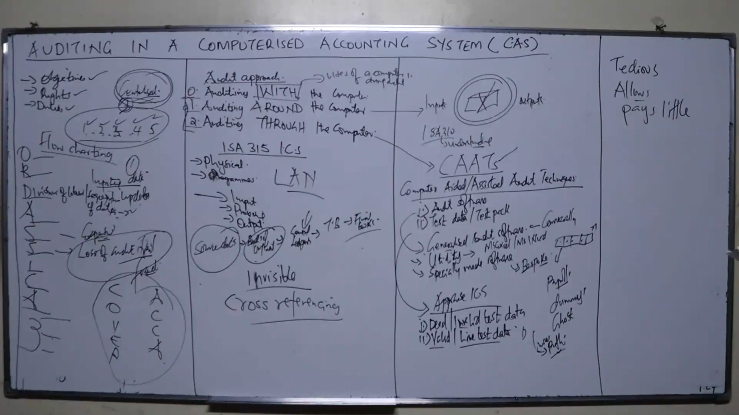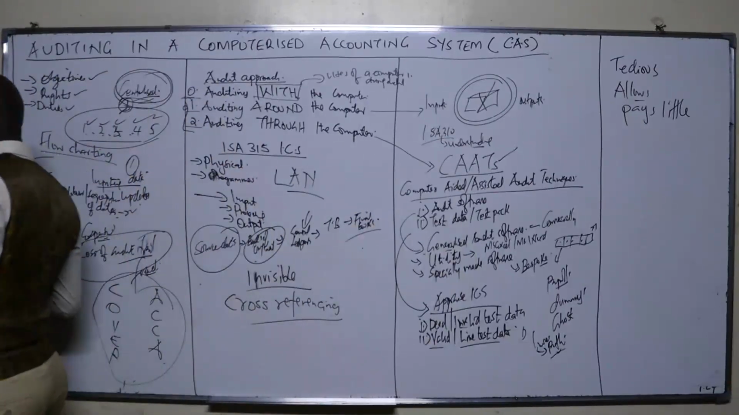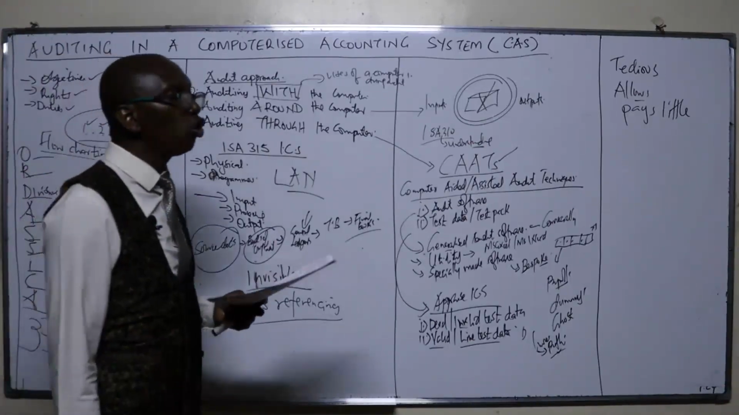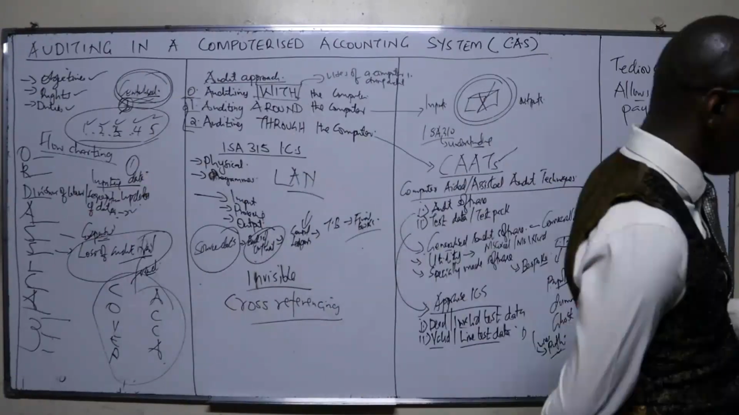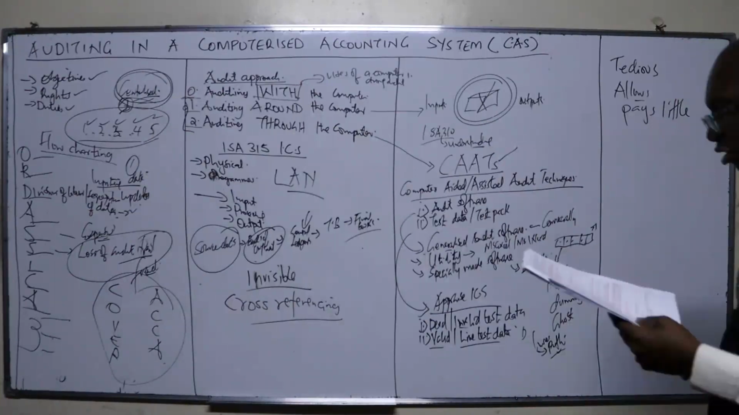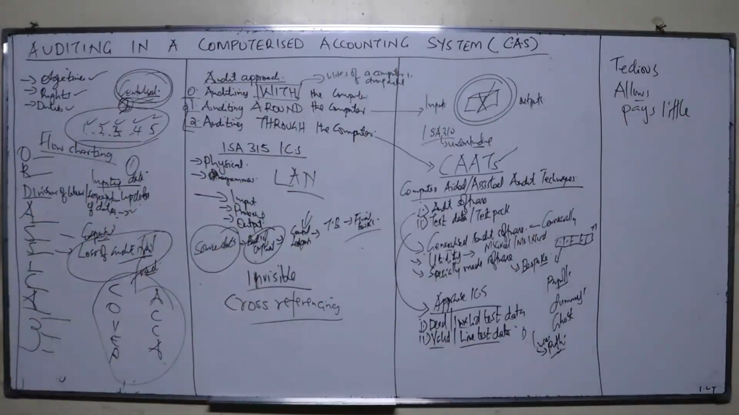The auditor concentrates on the input data and output data, but ignores what goes on in between the system.